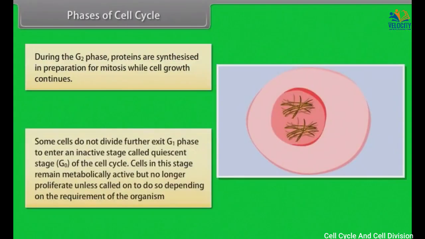Some cells do not divide further, exit G1 phase, to enter an inactive stage called quiescent stage, G0, of the cell cycle. Cells in this stage remain metabolically active but no longer proliferate unless called on to do so depending on the requirement of the organism.